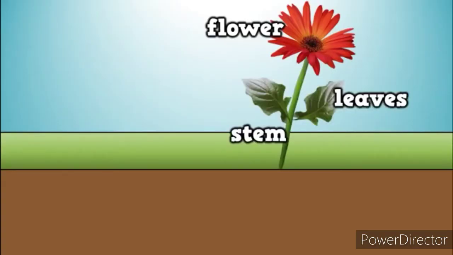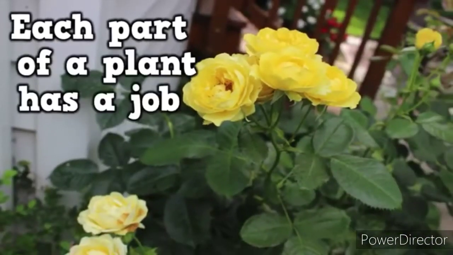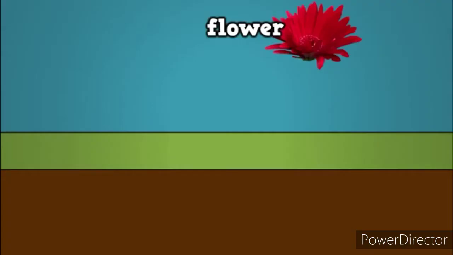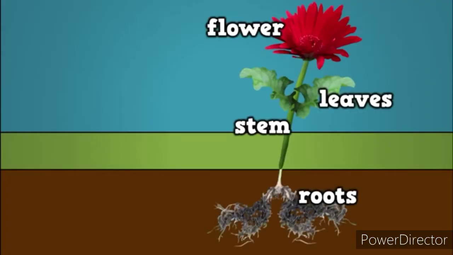Flower, stem, leaves and roots. Each part of a plant has a job to do. Show me each part as you sing this tune. Flower, stem, leaves and roots.